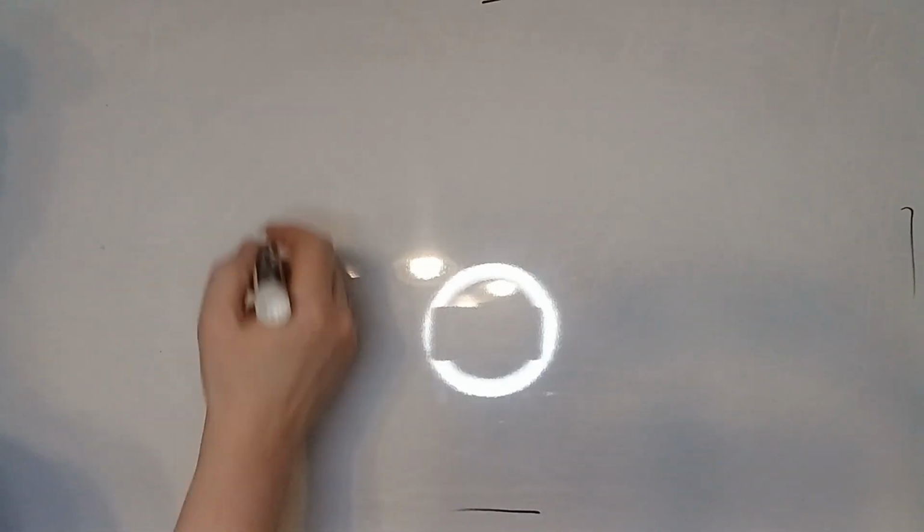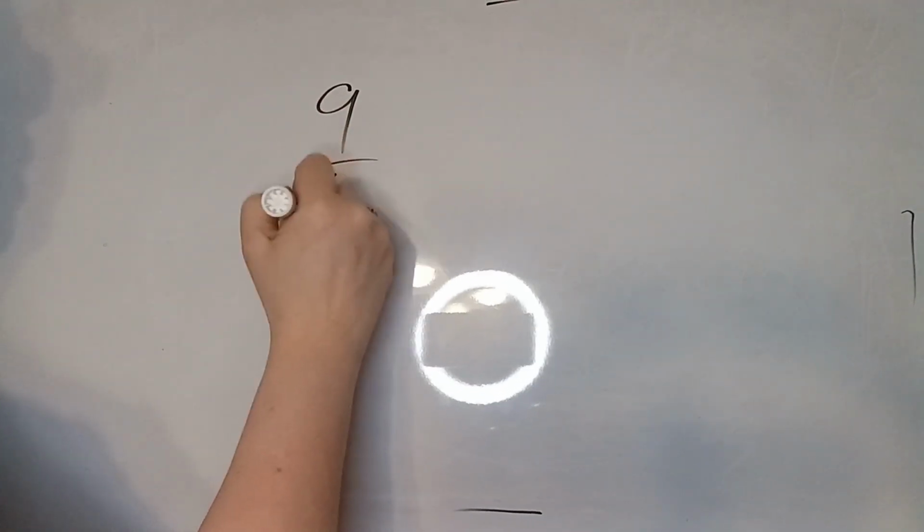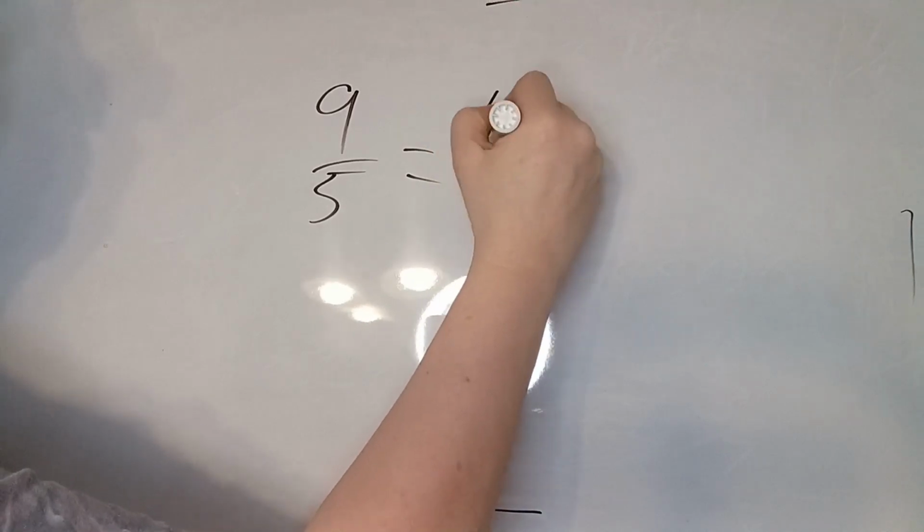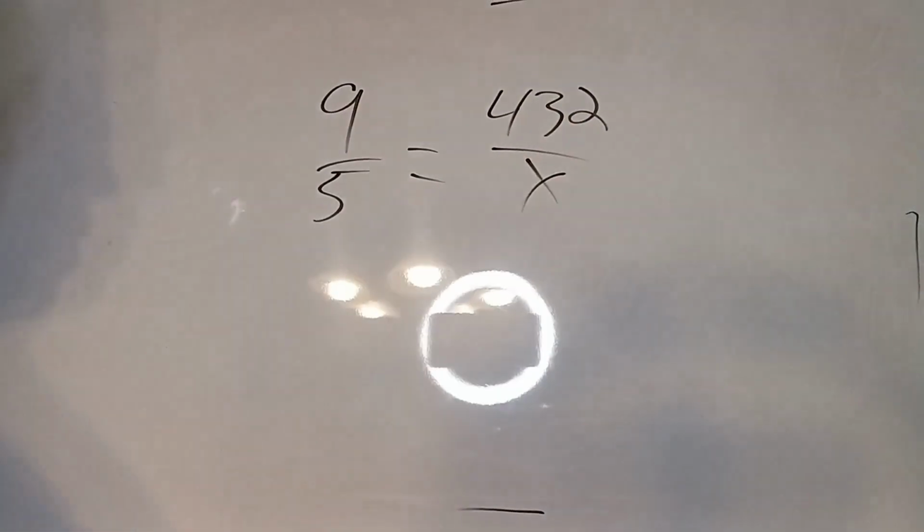I was talking with a student the other day about ratios, and she was having a hard time figuring out where you could cancel and where you couldn't. So we came up with a trick. Let me show you. All right, let's look at a ratio where it isn't really obvious what the relationships between the two parts are. Let's take 9 over 5 equals 432 over x.